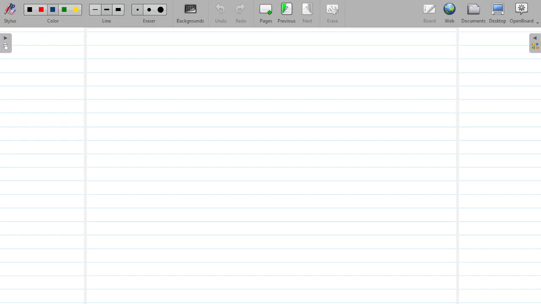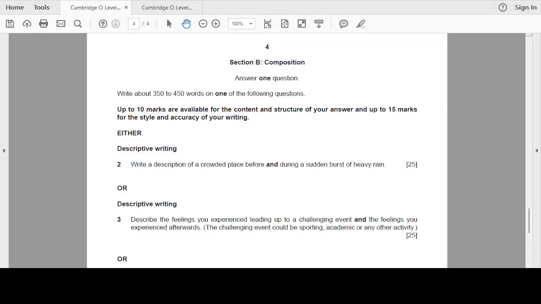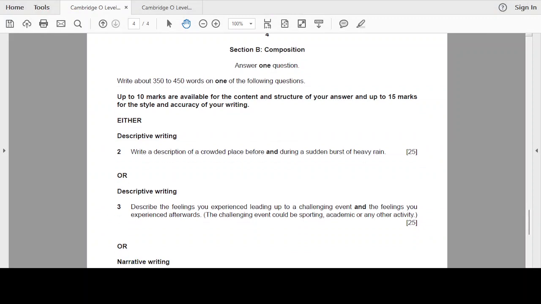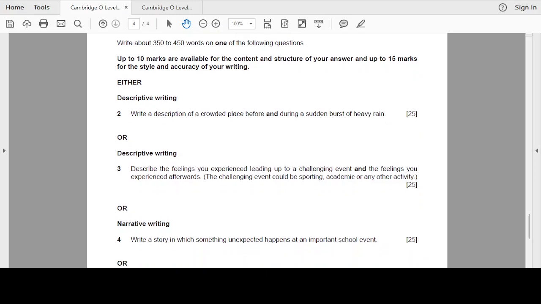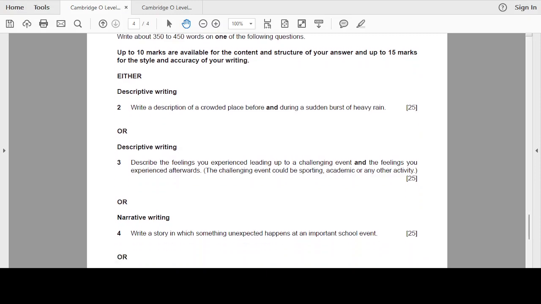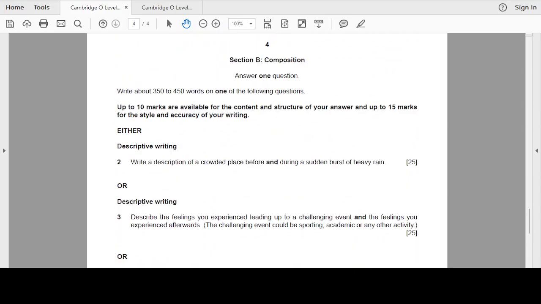Now, with that done, composition, section B. You are given 4 topics to write on, 2 of them descriptive and 2 of them narrative. You have to choose one, just one. So it's either one of the 2 descriptives or one of the 2 narratives. 350 to 450 words is the recommended word limit. So you want to meet the minimum at least, right? You don't want to be less than that. 450 is the recommended upper limit. You can go above that. You will not be penalized for going over the limit.